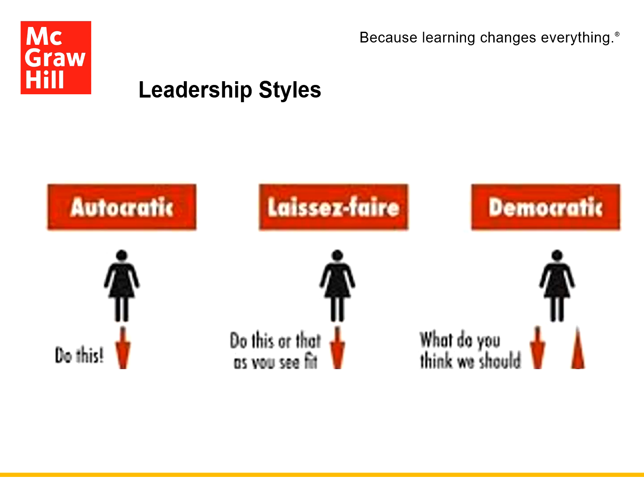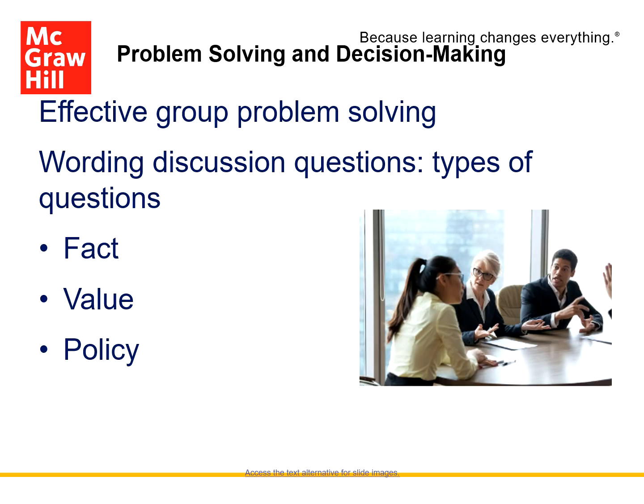So there's leadership styles. Have you heard of the autocratic style? This is where you say, do this or else. Then there's the laissez-faire, and this is where it's, do whatever you want. And then there's the democratic, and this is where it's, do what you think we should do. And we kind of vote. That's the democratic leadership style.